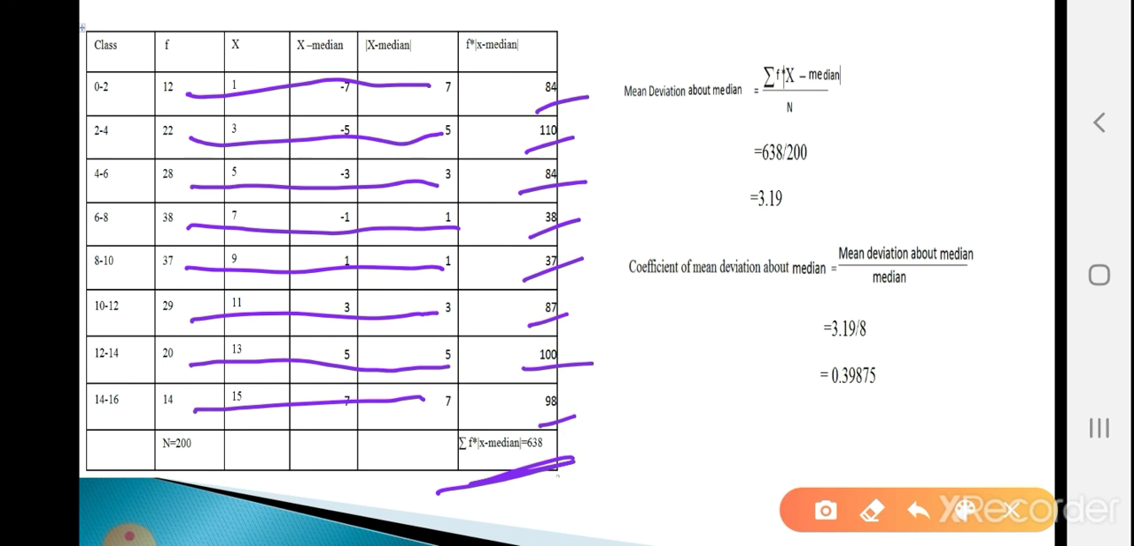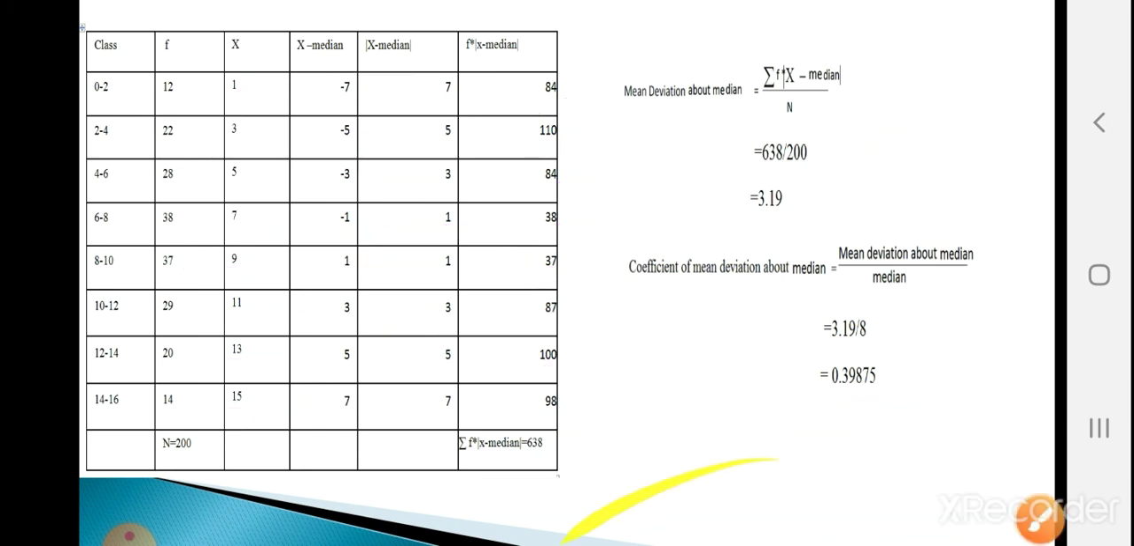Now just plug the value of summation f into mod of x minus median and capital N in the formula. So mean deviation about median is equal to 638 divided by 200, that is 3.19, and the coefficient of mean deviation about median formula is mean deviation about median divided by median. So the value is 3.19 divided by median, which is 8. So 3.19 divided by 8, so the value is 0.39875.